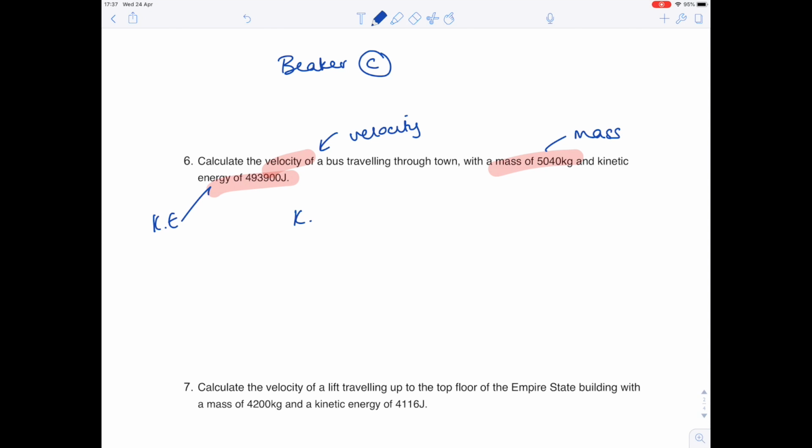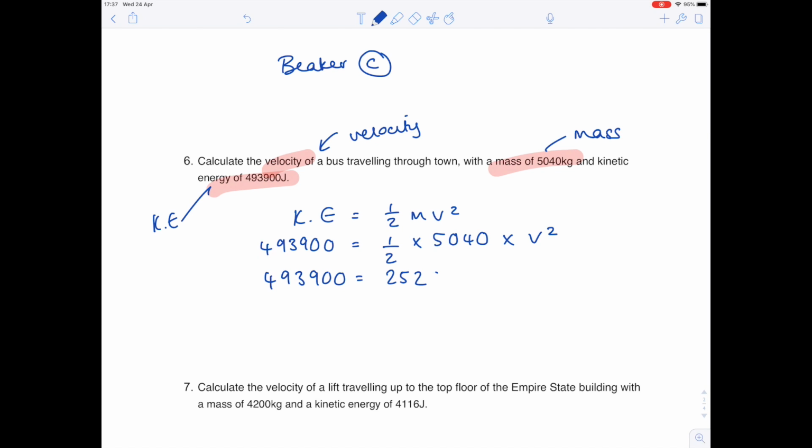So hopefully this is screaming KE equals half mv squared. We have our energy, so 493,900. We need to do half of mass, so half of 5,040 times v squared, because that's what we're after. Let's tidy up this sum by doing half of 5,040 first of all, to get 2,520 v squared. To get v squared by itself, divide both sides by 2,520.